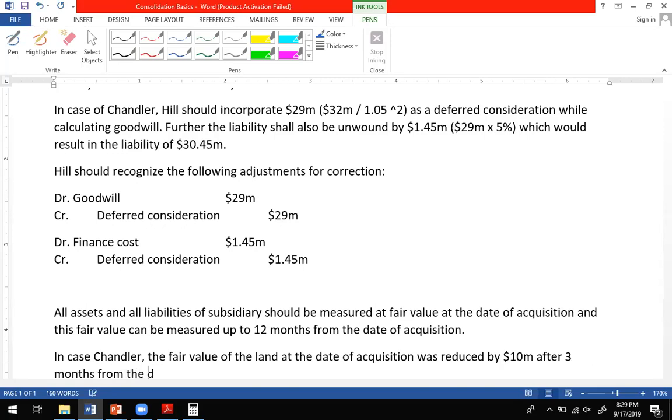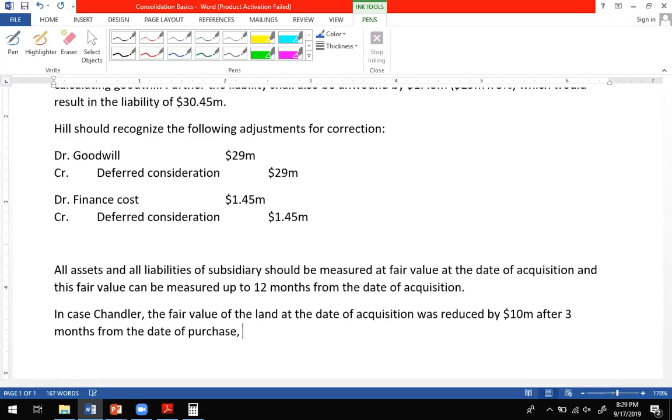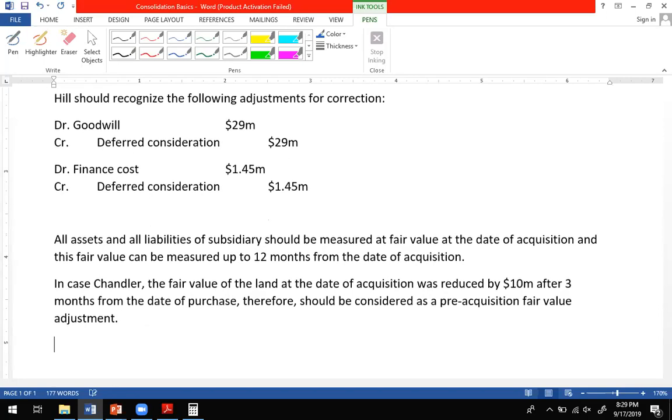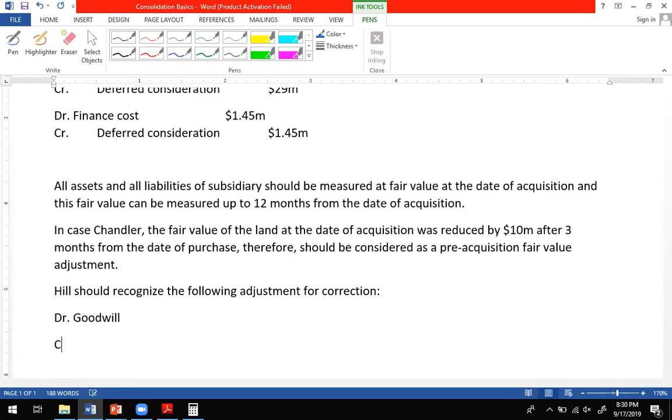after 3 months from the date of purchase, and therefore should be considered as a pre-acquisition fair value adjustment. Hill should recognize the following adjustment to incorporate it, or we can say for correction. So what is the entry? The entry is the goodwill debit and the land credit.